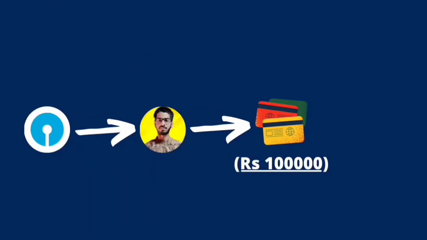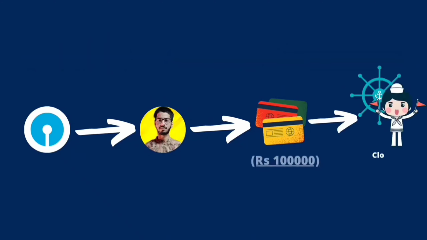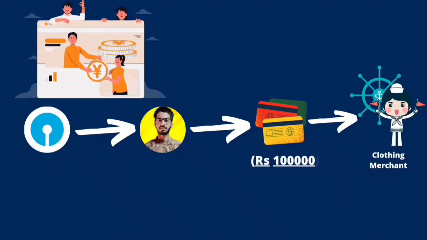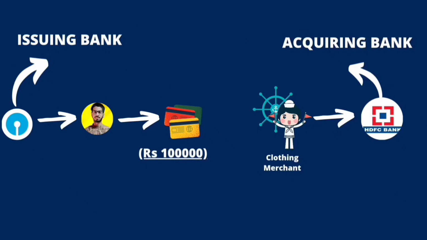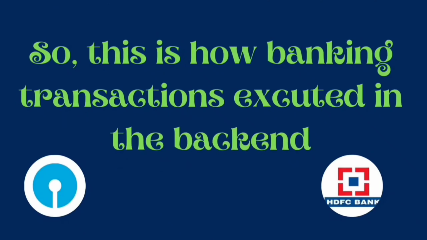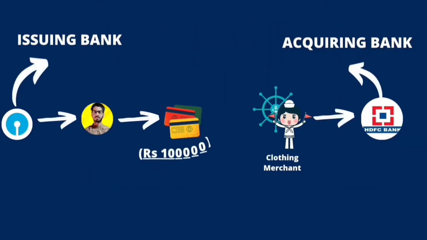Let's say I have an SBI Visa or a MasterCard with 1 lakh of credit or debit limit, and I'm paying a clothing merchant who has an account in HDFC. This makes SBI the issuing bank and HDFC the acquiring bank. So this is how the banking transaction between us gets executed in the backend.